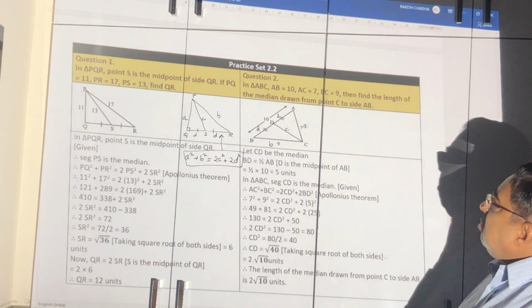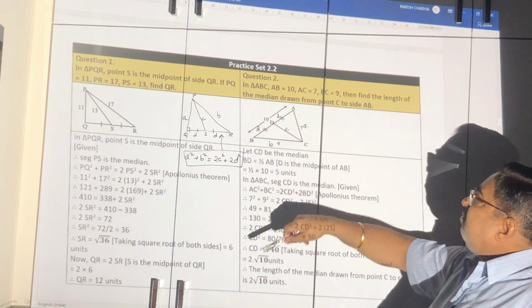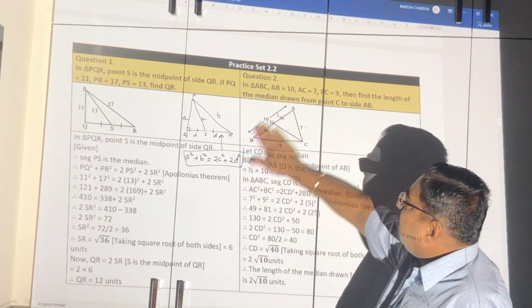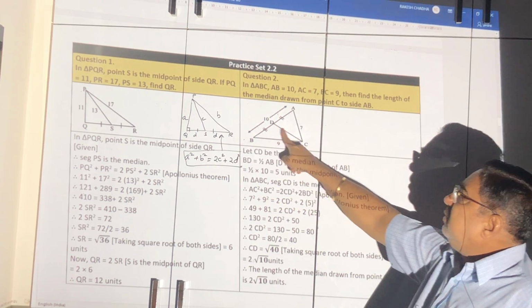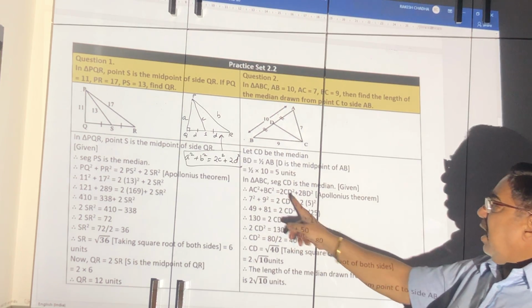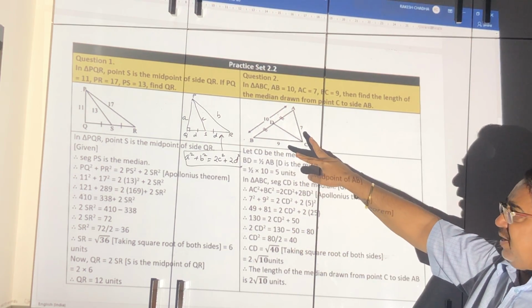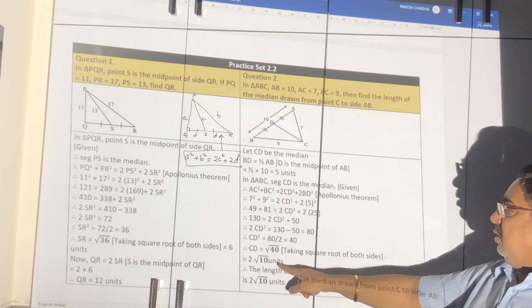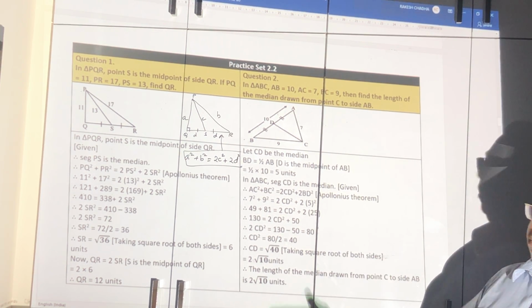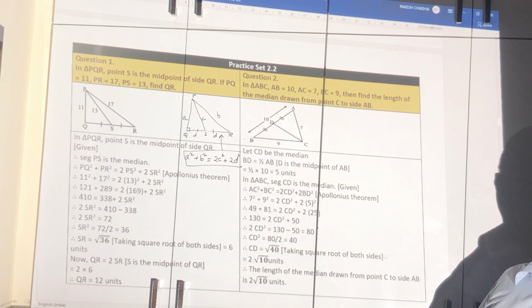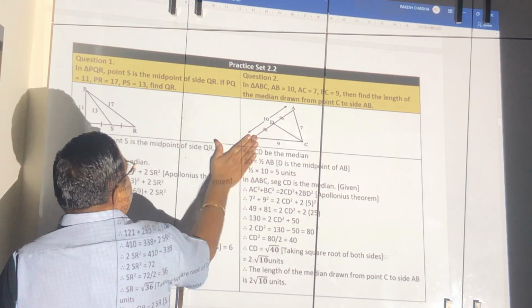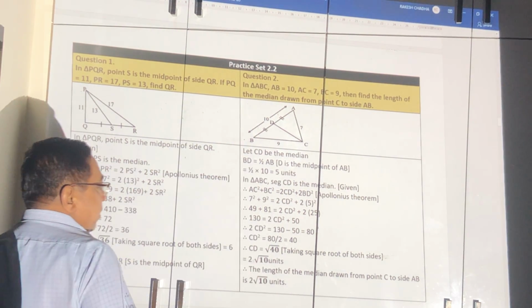Now I have 10, that is 5 and 5, and I have 7, I have 9. Now I don't need anything more, my friends. All numbers are there, I only need this. Simple. So substitute 7, 9, 5, 5 because half of 10 is 5, and you will get root 40, that is 2 root 10 units. So what's great? Nothing great. Theorem should be used like this. So let's go further. Next.